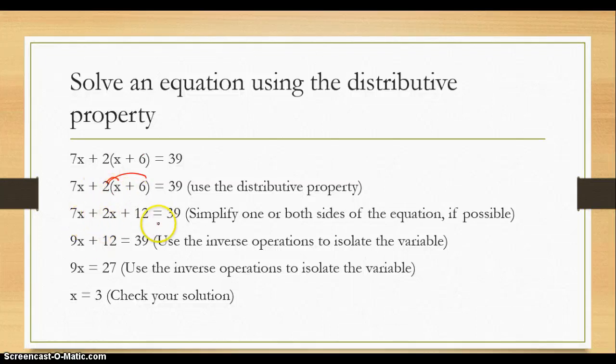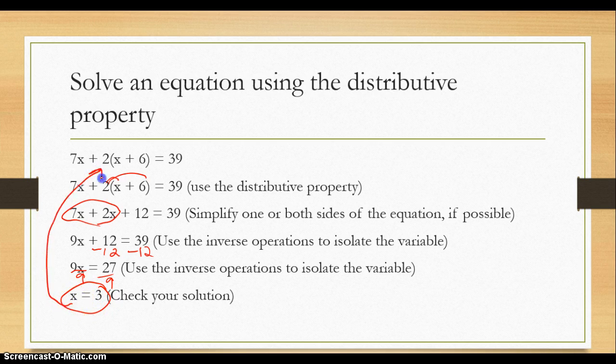Then we're going to simplify sides. So we're going to look on each side of the equal sign and see if we can simplify anything. And we have like terms here. So we simplify that to 9x plus 12 equals 39. Now we're going to use the inverse operation to make sure we can isolate it. So we're going to subtract 12, subtract 12. So 39 minus 12 equals 27. So 9x equals 27. Inverse operation, divide by 9. X equals 3.